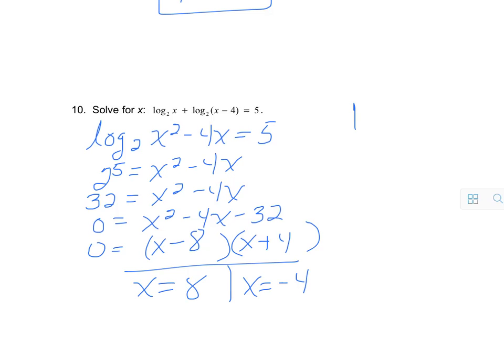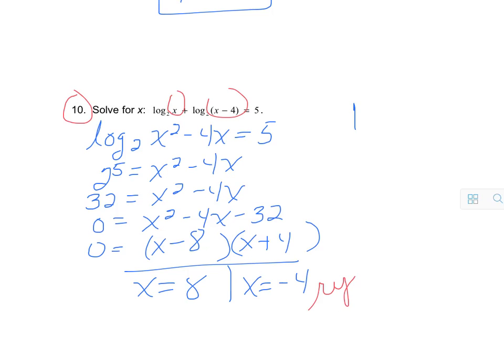If I actually checked it and plugged it in, I'm going to have to reject the negative 4 right away, because if I put negative 4 in here, or even in here, it's taking the log of a negative number, so it won't work. So I can do change of base to both sides and add them and see if I get 5, and I do. Tomorrow in class, if you don't understand how to check using change of base, we'll go over that tomorrow. Just don't forget to ask me.